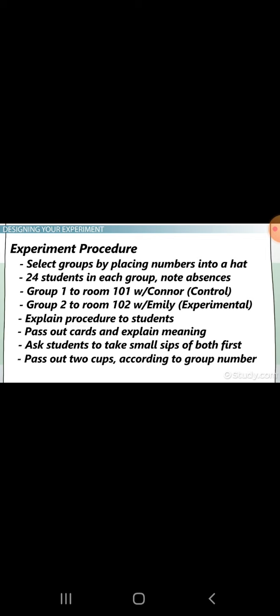Pass out the cups, 2 per student, according to the control and experimental groups. Ask students to sip their drinks and make a selection. Ask students to leave their cups on their cards and their hands in their laps as either Connor or Emily collects the information. After carrying out the procedures to conduct the experiment, Connor and Emily can now review the information they've collected and analyze their data. What do you think the results are of the experiment? Do children prefer color-flavored beverages over clear?